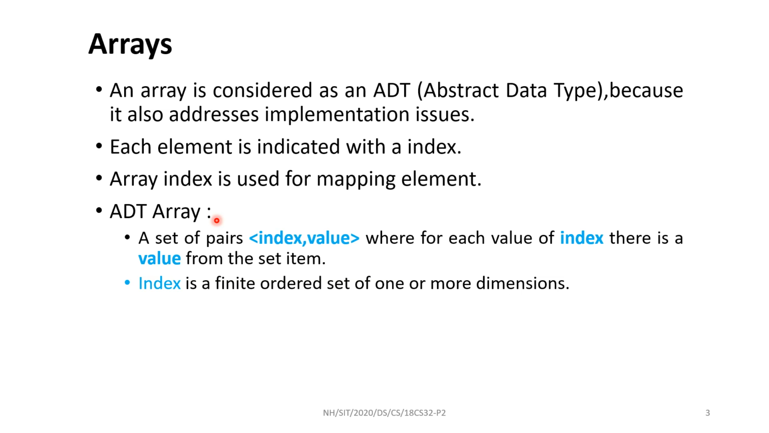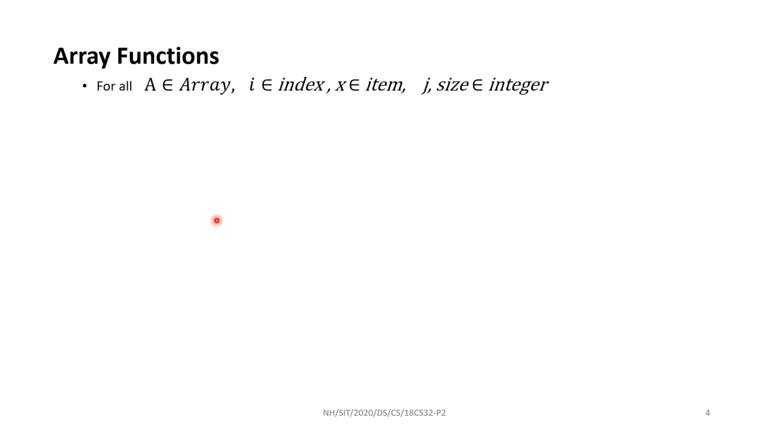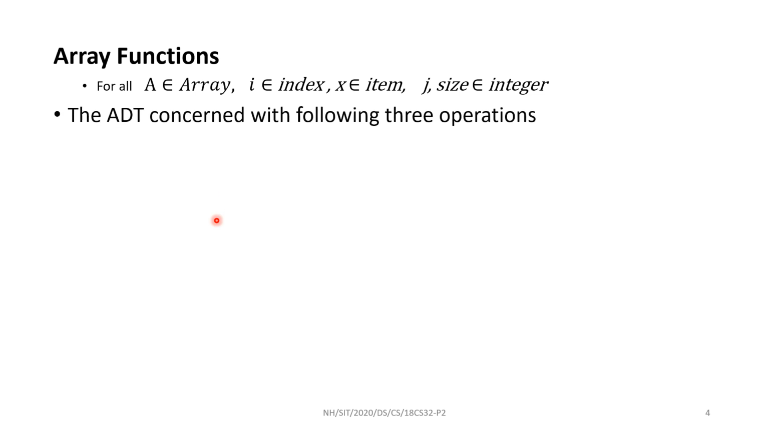Here the index is a finite ordered set of one or more dimensions. For a one dimensional array, one index is used. In case of a two dimensional array, two indexes are required. One will represent the column, the other one represents the row value. Now, how to create that ADT, abstract data type, with different functions.